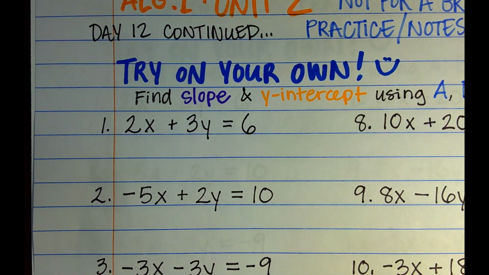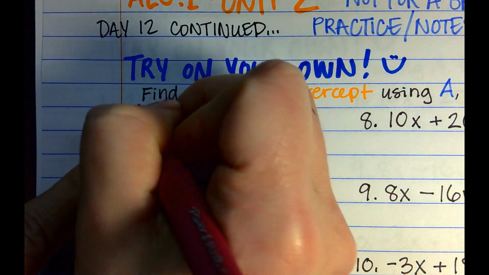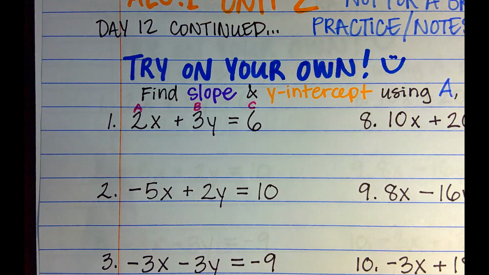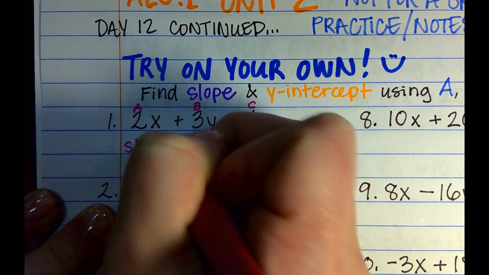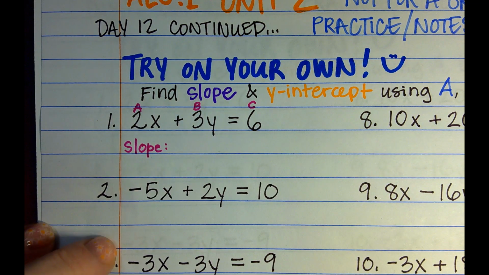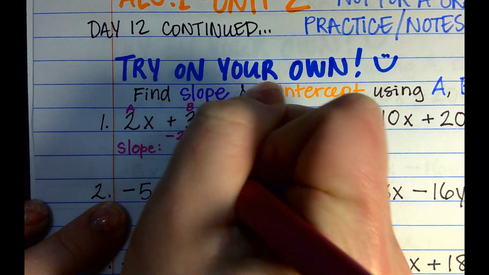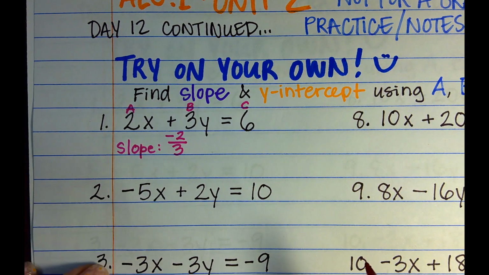So let's look at number 1. What is our A, B, and C, first of all? My A is 2, my B is 3, my C is 6. So what's my slope? Negative 2 over 3. Good. Remember that A becomes negative for our slope. We've got -2 over 3.